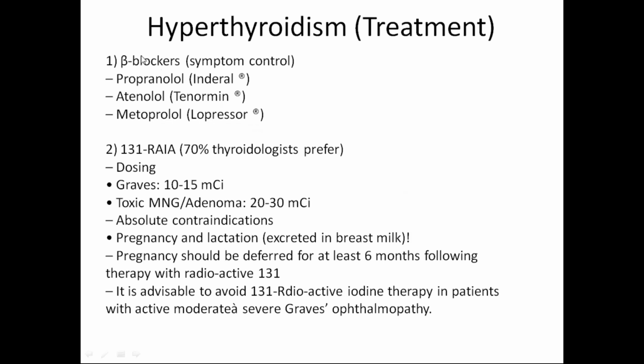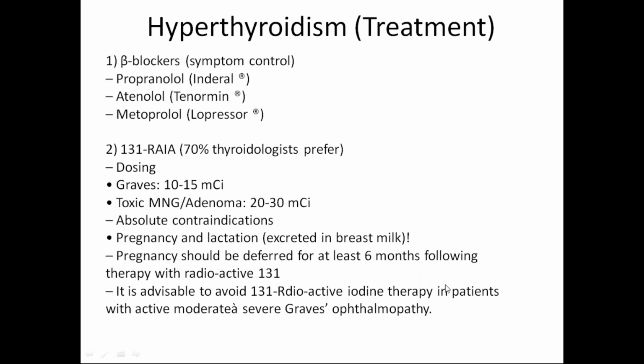Okay, other drugs are beta blockers like propranolol, atenolol, and metoprolol, and radioactive iodine can be given in Graves' disease. The dosage is 10 to 15 millicurie, and for toxic adenomas 20 to 30. Okay, and absolute contraindications are pregnancy and lactation, and if the female is getting pregnant, advise them not to get pregnant for 6 months after the therapy. Radioactive iodine-131 is being used for therapeutic purposes.